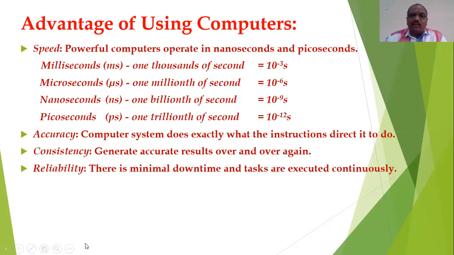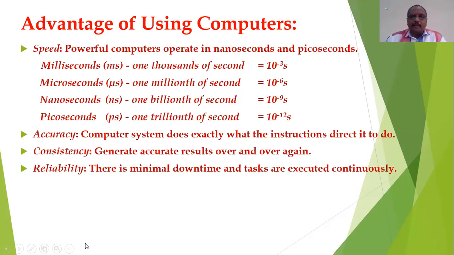Then the next one is accuracy. A computer system does exactly what the instructions direct it to do. So whatever instruction we give to the computer, it will perform the operations based on that instruction. If you give the correct instruction once, the result will always be accurate.